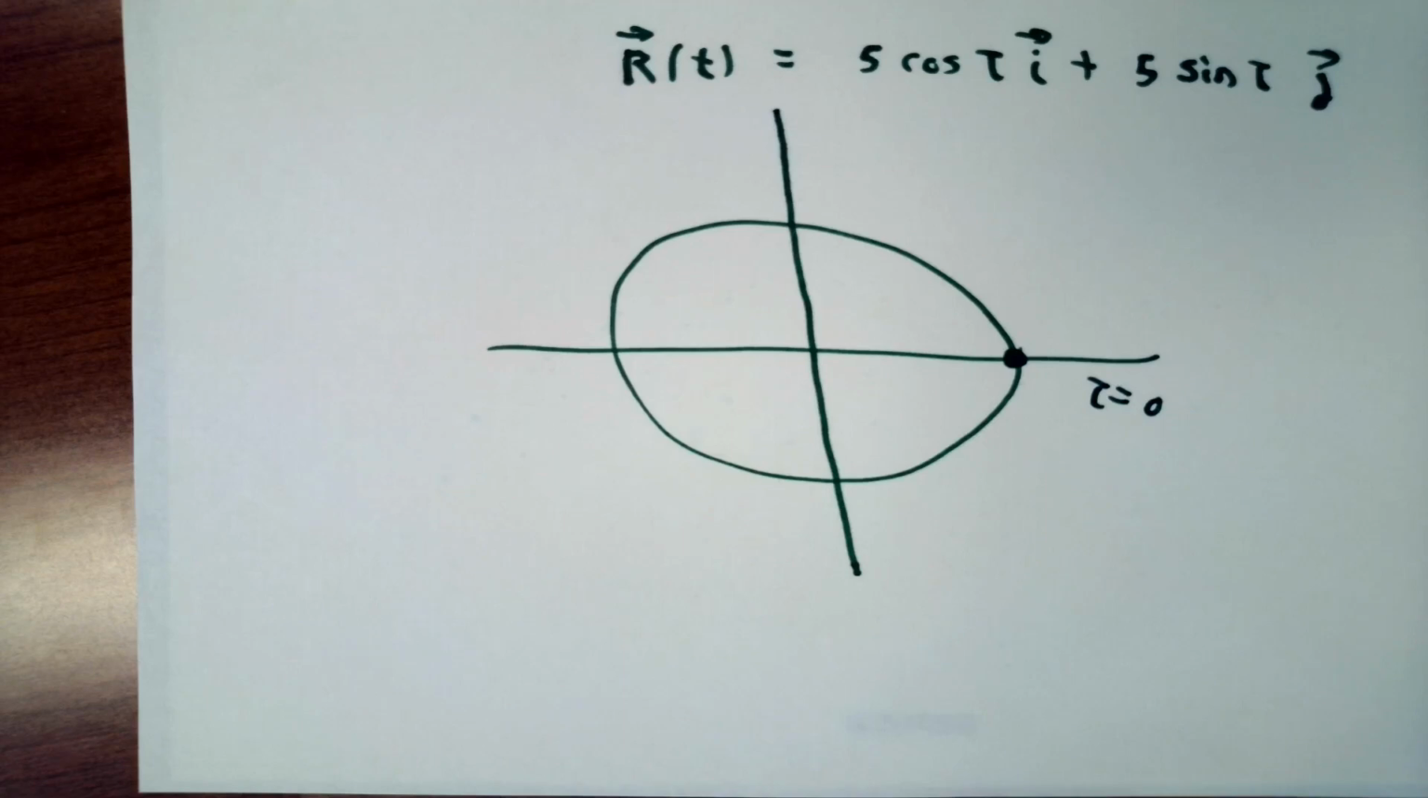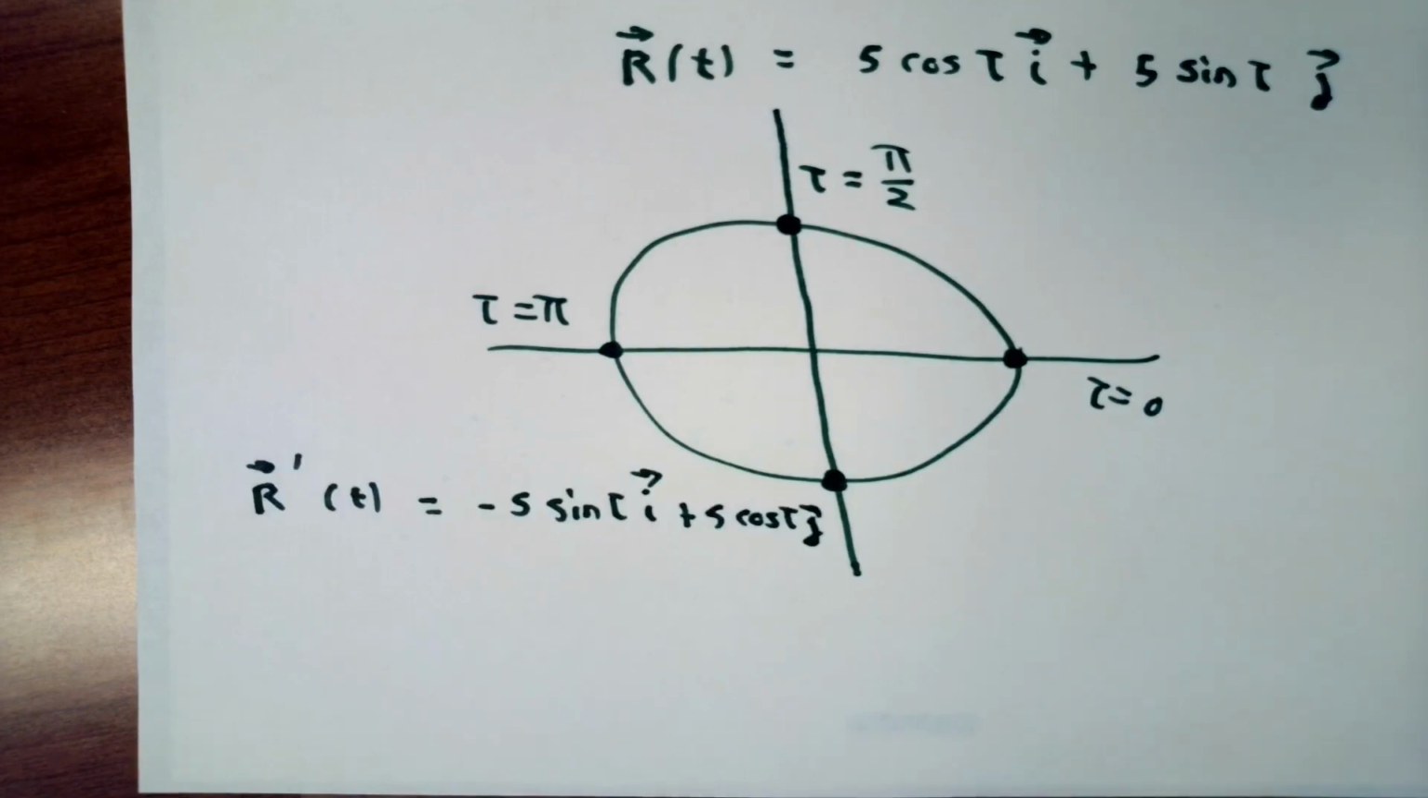If t is equal to pi over 2, the cosine will be 0 and the sine will be 1. If t is equal to pi, the x-coordinate will be negative 5 and the y-coordinate will be 0. And if t is 3 pi over 2, then the x-coordinate will be 0 and the y-coordinate will be negative 5. We are traveling around a circle in a counterclockwise direction. The derivative of this vector-valued function is negative 5 sine t i plus 5 cosine t j.